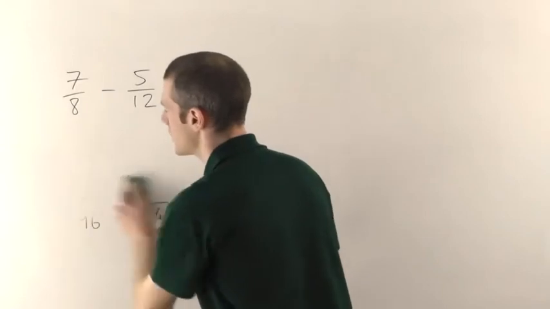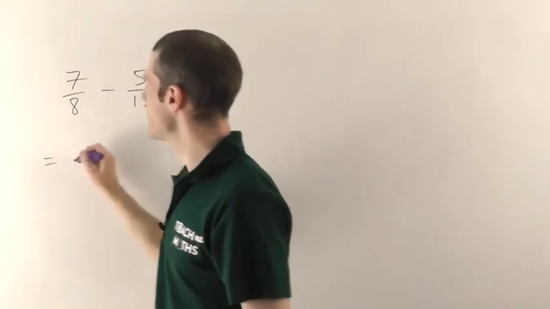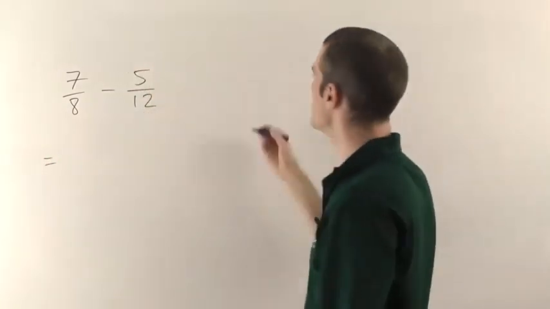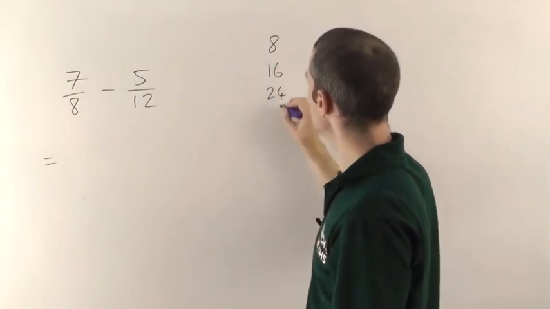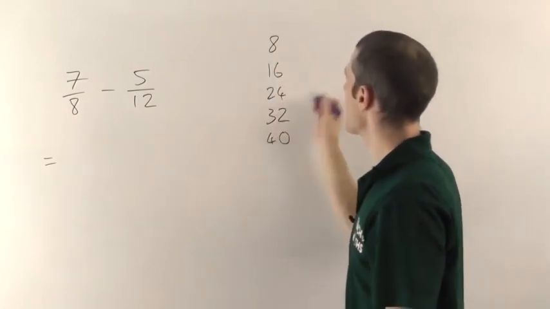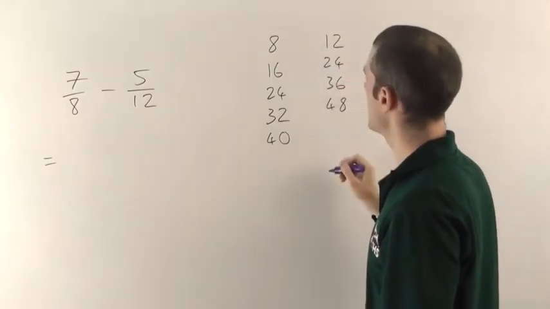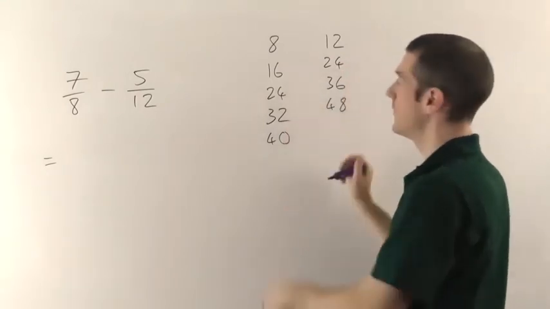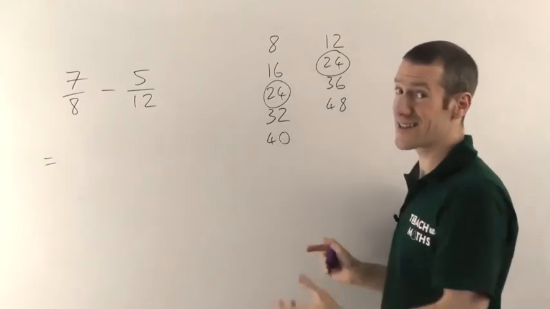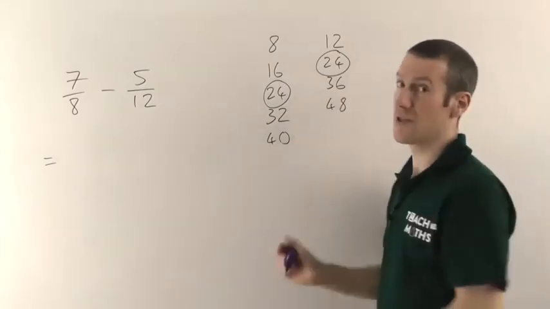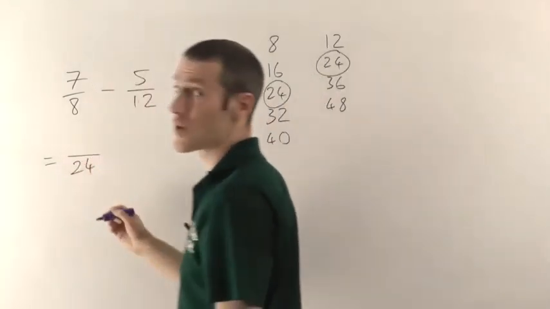So we'll start with exactly the same question, and this time we want the smallest number that's in the 8 times table and the 12 times table. So if I write out my 8 times table, 8, 16, 24, etc. And my 12 times table, etc. And we can see already 24 is in both times tables. Now if I carried on here, you'd find 96 is in both times tables as well, but 24 is a lot smaller than 96. So I'm going to rewrite both my fractions over 24.